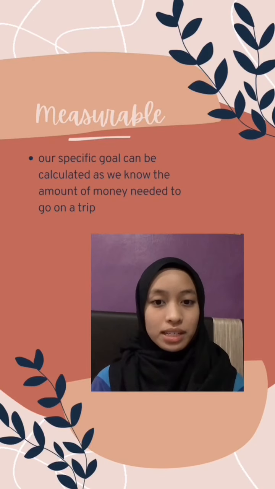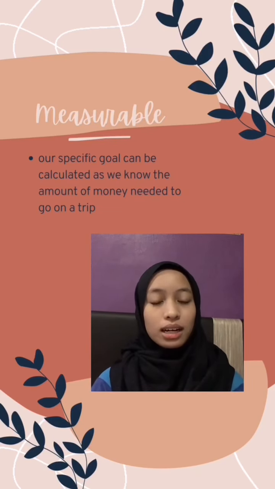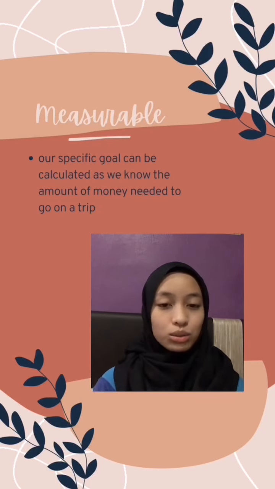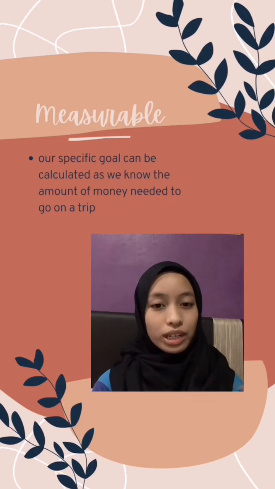Then for the term M, it is measurable. Our specific goal can be calculated, as we know the amount that we need to go on a trip. As we know, we have planned how much money we need to go on a trip to Sabah.